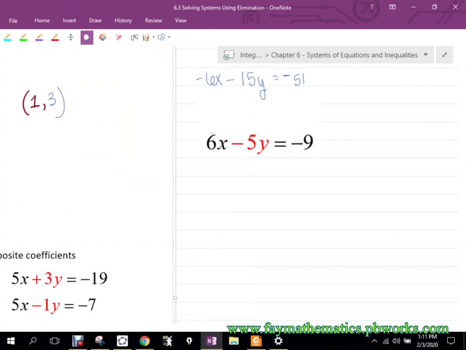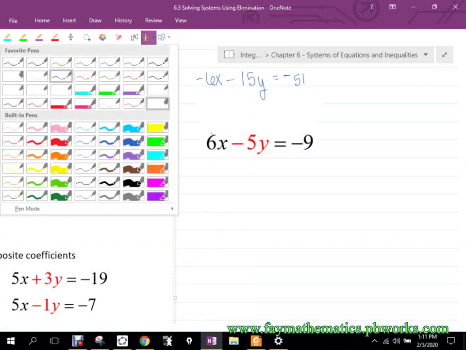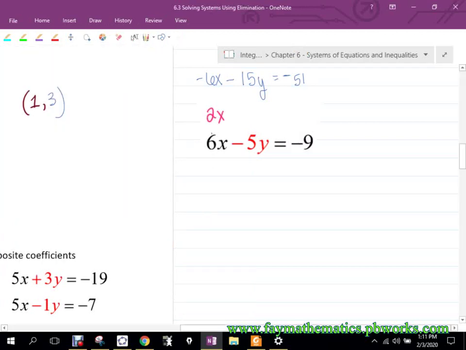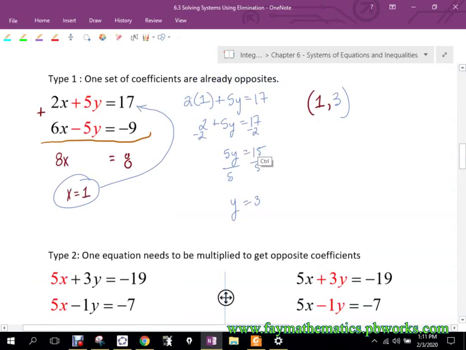There you go. Where did I get -3? Because it was initially a 2x here, right? So remember my goal is to add straight down, right? If I add straight down, I want the x's to go away. So this one's a positive 6x, so this needs to turn into a negative 6x. So 2 times what will give me -6? 2 times -3, okay?